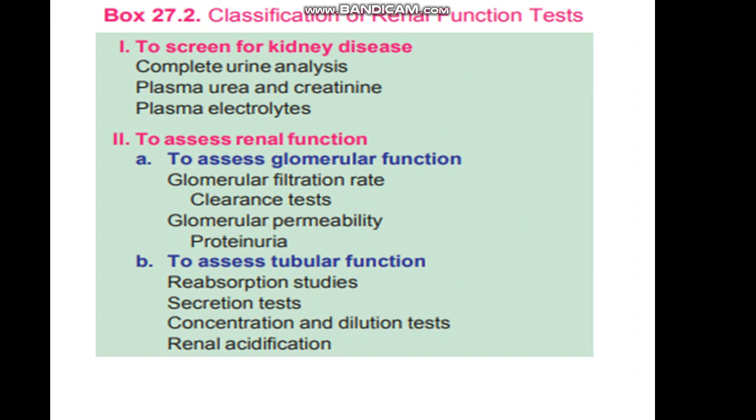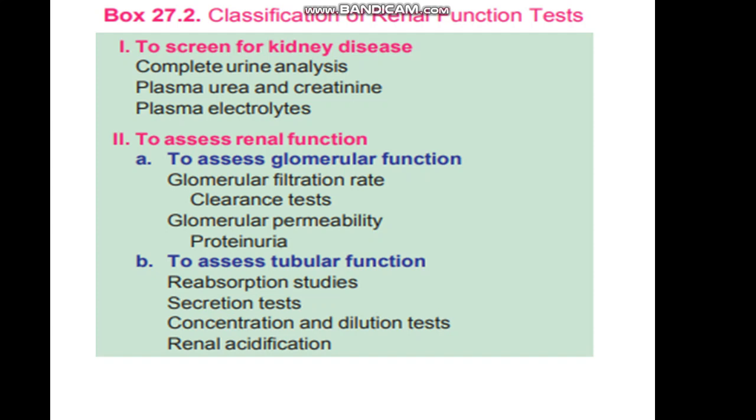Now, something about classification of renal function tests. To screen kidney diseases, we do a few tests which you have done in the lab also, that is complete urine analysis, chemical and physical, plasma urea and creatinine, which is done by the doctors when they come in contact with a patient of kidney disease, and plasma electrolytes. The second is to assess renal function. This is important for us.